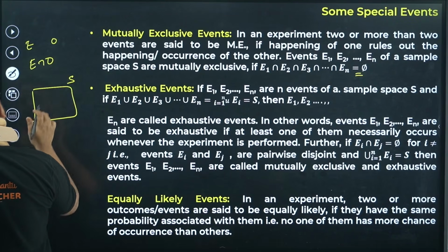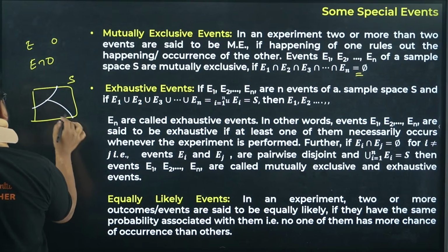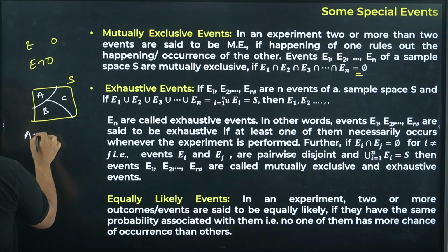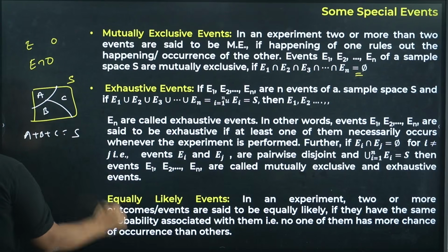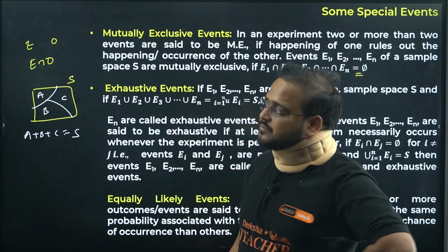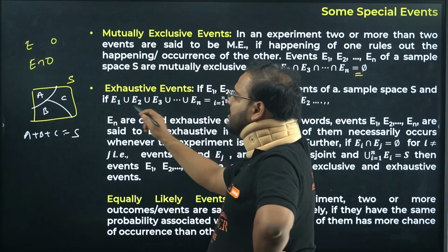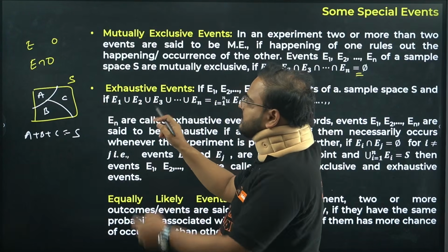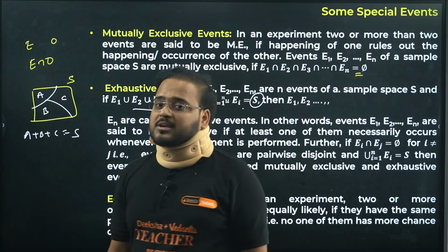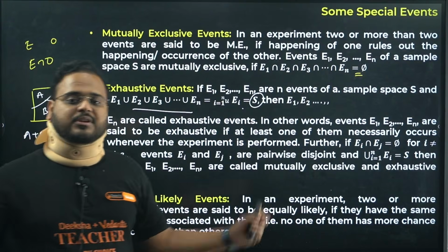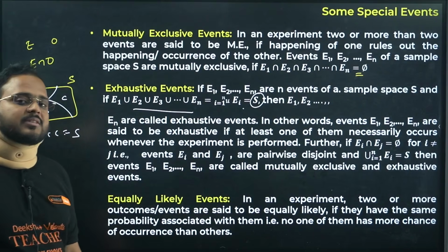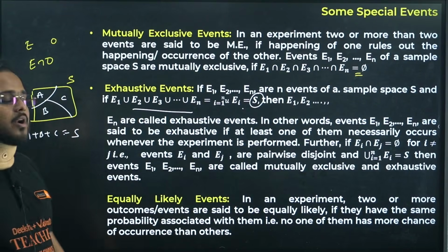If I'm writing the events like this, this is my event A, this is B, and this is C. If I add A, B, C together, I'll get S only, right? So this is called A, B, C are mutually exhaustive events. It means if you take the union of all these events, you get back to what? The sample space. Okay, getting it? This is called exhaustive events. So if you club them together, you get back to the universe or the sample space. Equally likely events, of course, are when the probability of each of the events occurring is always the same.